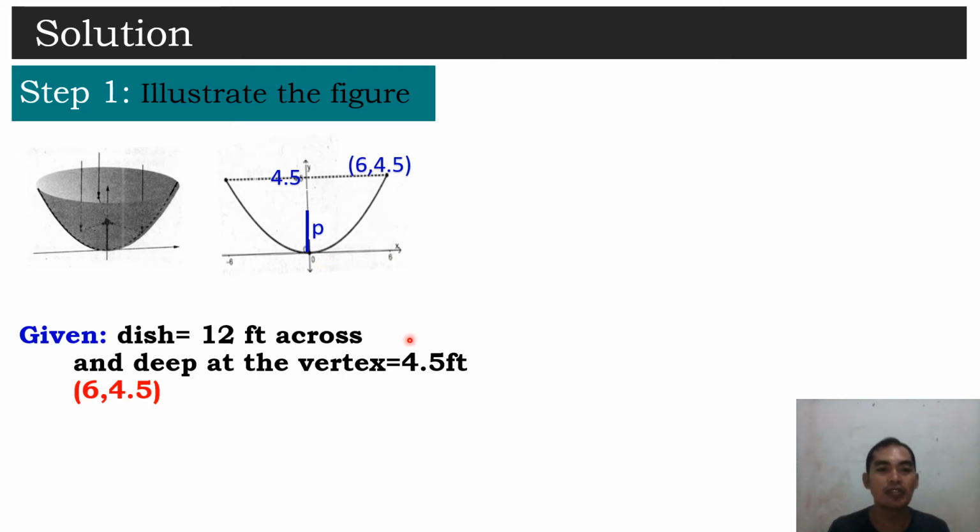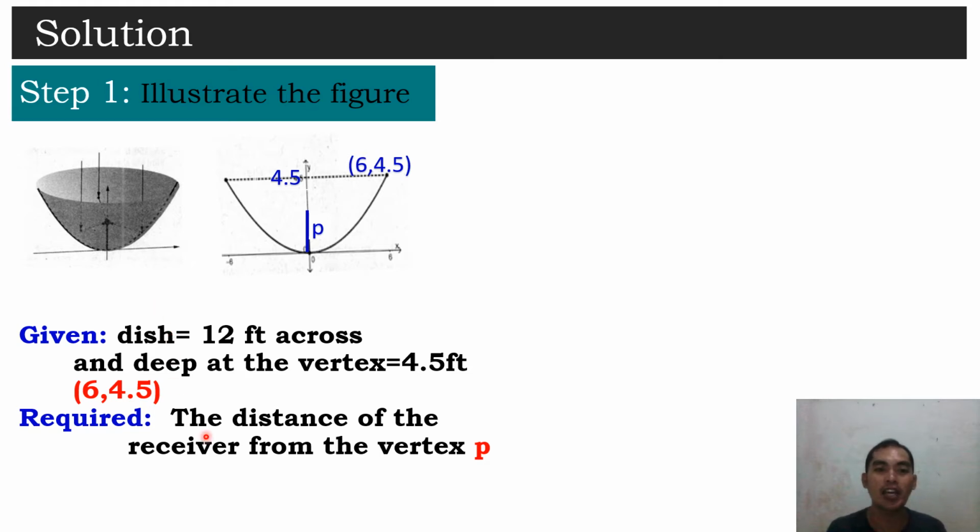So, what are the given? The dish is 12 feet across. 12 feet, ibig sabihin, ang diameter niya ay 12 feet. And the depth at the vertex is 4.5. So, from the opening of the dish hanggang sa pinakailalim ay 4.5. Okay, so ano ang requirement? The distance of the receiver from the vertex, meaning you are going to solve for P.